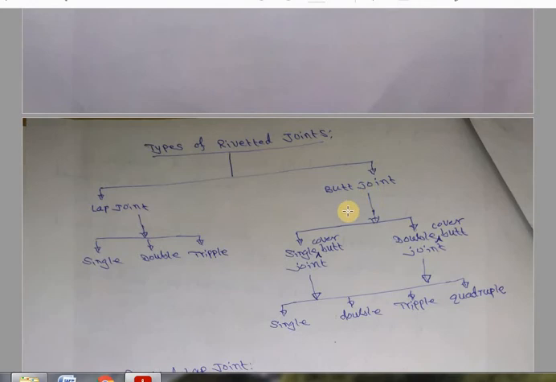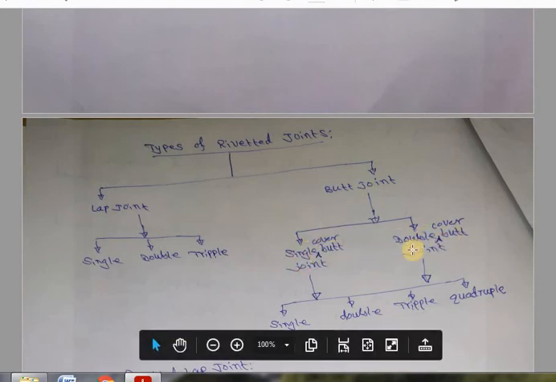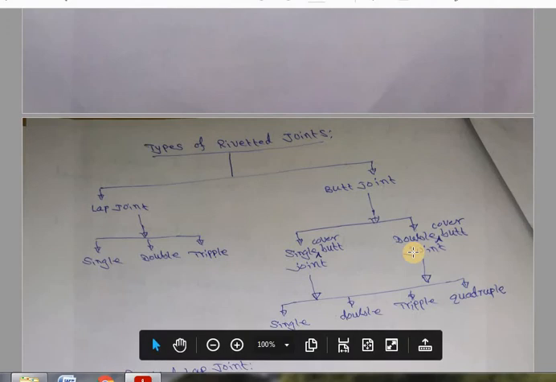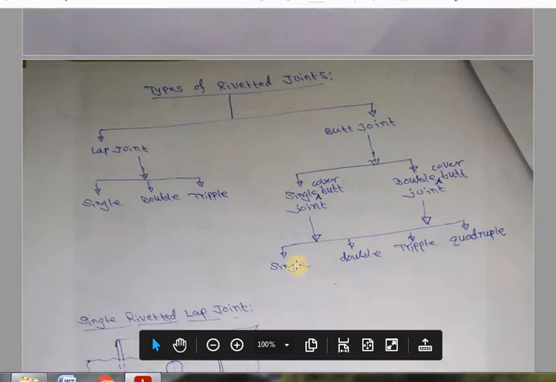Similarly, in butt joint, I have a single cover butt joint and a double cover butt joint. It depends on how many cover plates you are going to use. If you are going to use only one, it becomes a single cover. If I use two covers, one at the top, one at the bottom, it's called a double cover. In each of these cover plate types, we again have types depending on the rows of rivets: single row, double row, triple row, and quadruple row. So 4 rows of rivets is also possible over here.